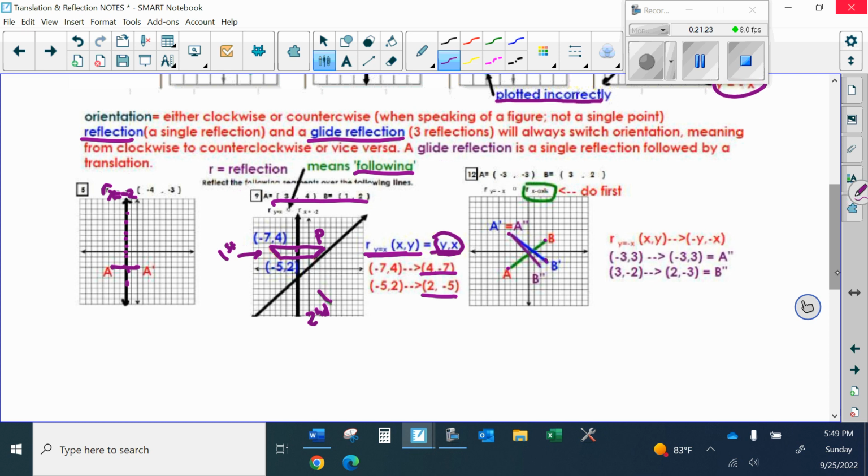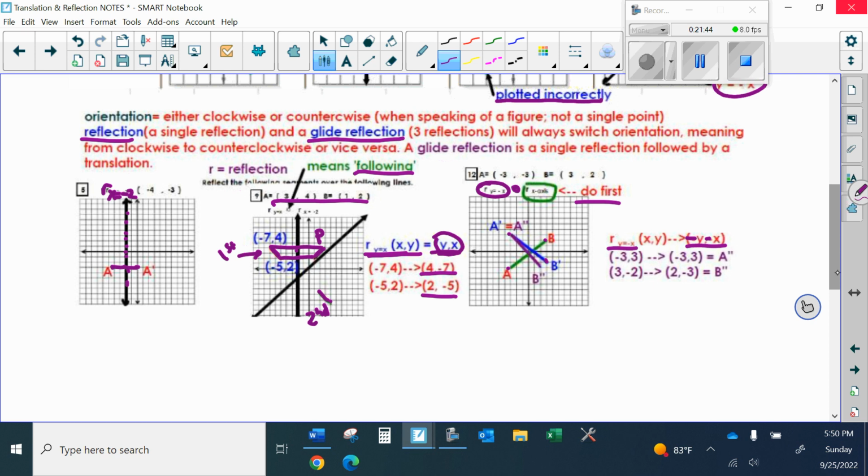Then I'm reflecting over the line y equals negative x. Remember, I do right to left. There's my little O for following. I go right to left. That's why I said do this one first. And reflection over the line y equals negative x, remember, switches the x and the y and puts negatives on both of them.